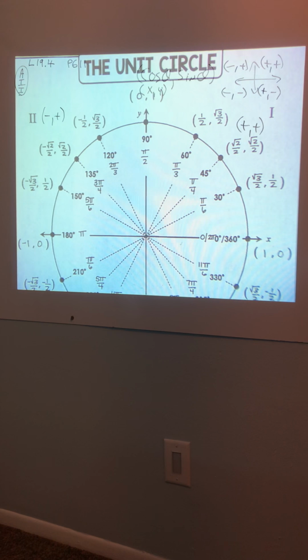Okay, so quadrant 1, positive, positive. Quadrant 2, negative, positive. Okay, stay with me. Let me show you quadrant 1 and 4. All right, let's do 1 and 4.